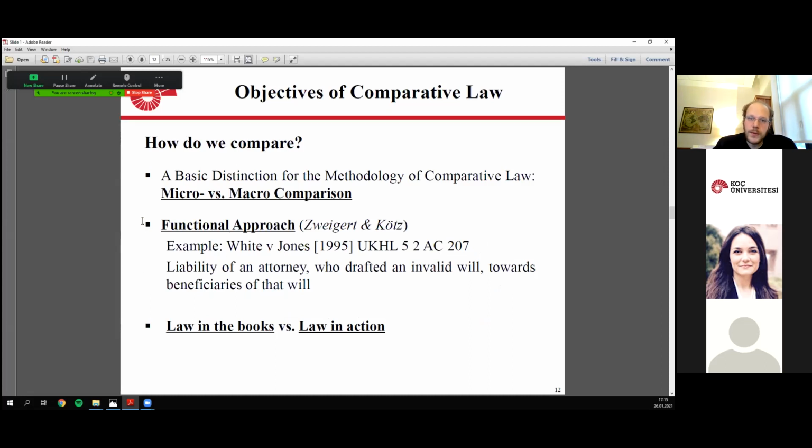So let's talk about the way we compare. How do we compare? First, there's a basic distinction that has to be made between micro and macro comparison. So when you talk about micro comparison, you are talking about a specific problem. You're focusing on a particular legal problem. For example, you are asking the question, when does risk pass in sales contracts? Answering that question would be an example of engaging in a micro comparison. But what you could also do is ask a broader question about the legal system itself. For example, you could ask the question, what role do judges play in proceedings?